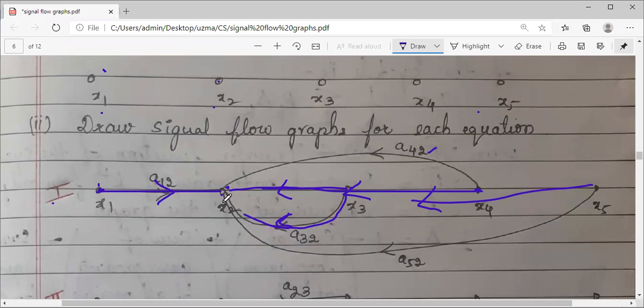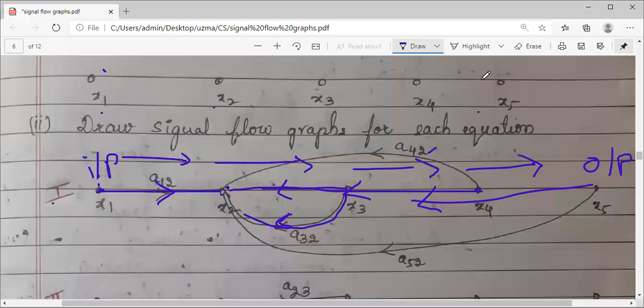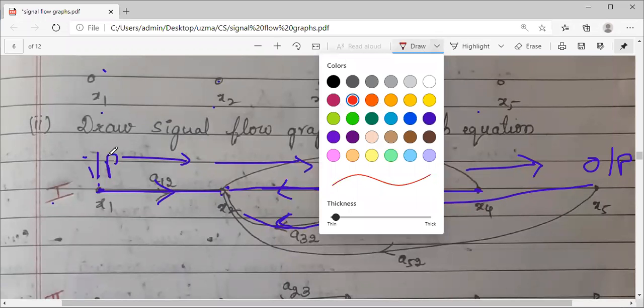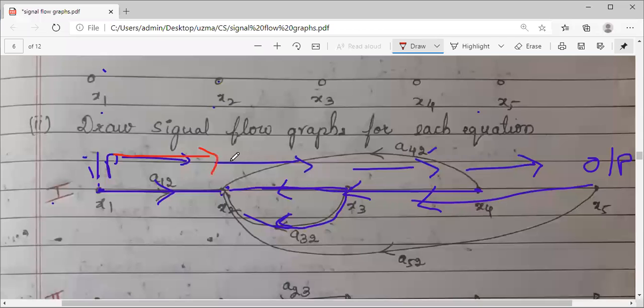I have shown you a curved path because whenever you're starting from the left hand side input and ending at the extreme right side output, the flow of the signal should be from input to output. How should the flow be? Forward path. It should look like a forward path from this end to the output end. From input to output, the flow should be from left to right.